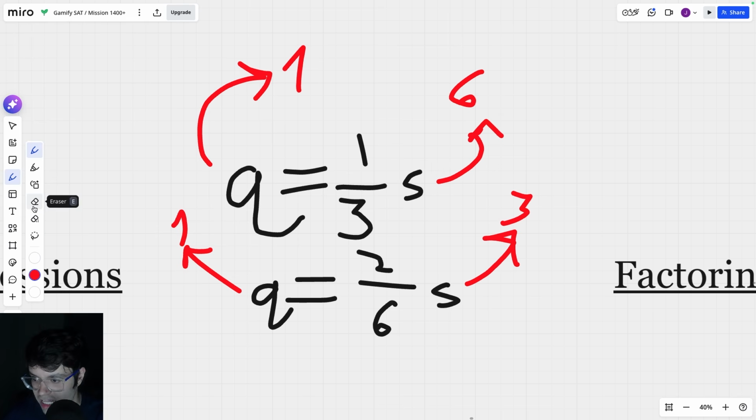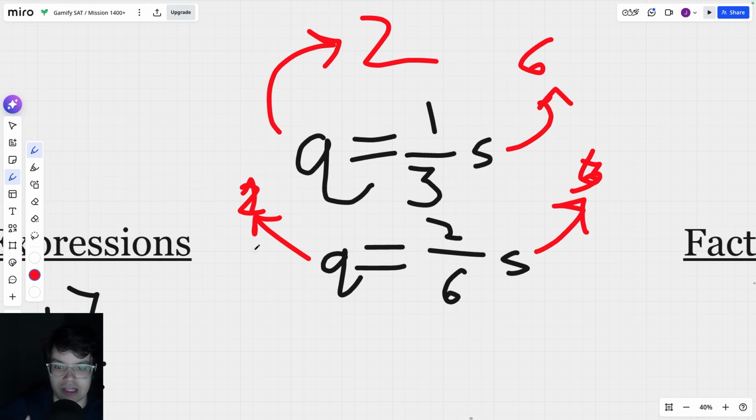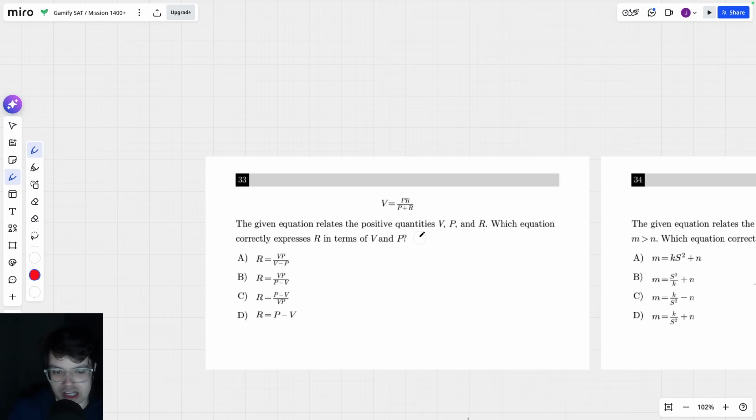This would be 6, and then the other one would instead be 2. And then this one would also be 6, and this one would instead be 2. So just the exact same thing. It's just another way of writing the stuff. Okay, so this probably seems really simple, and it kind of is actually pretty simple.